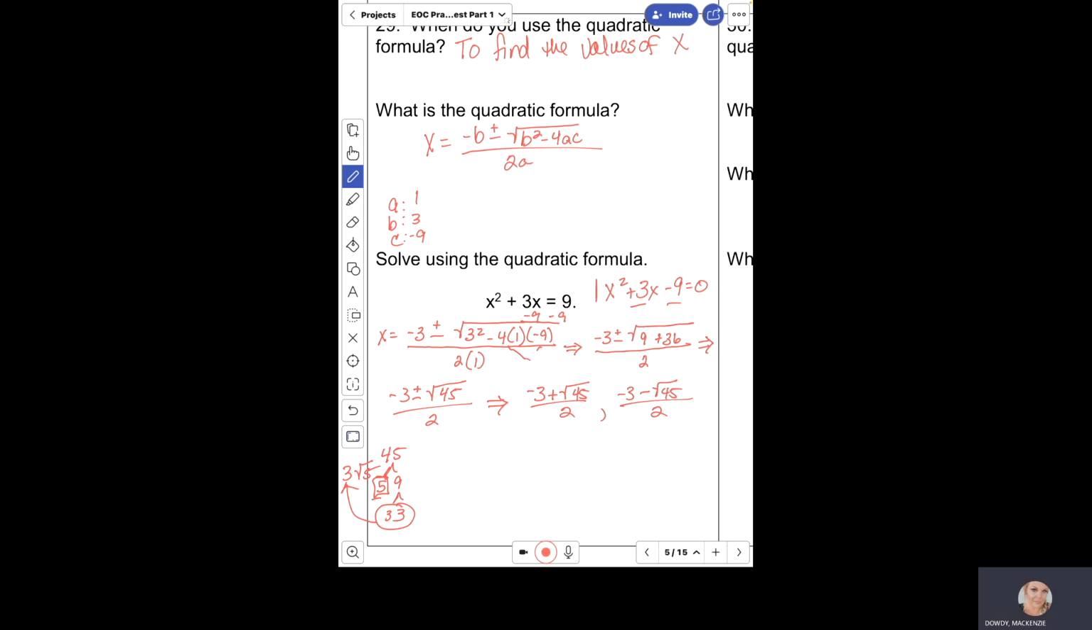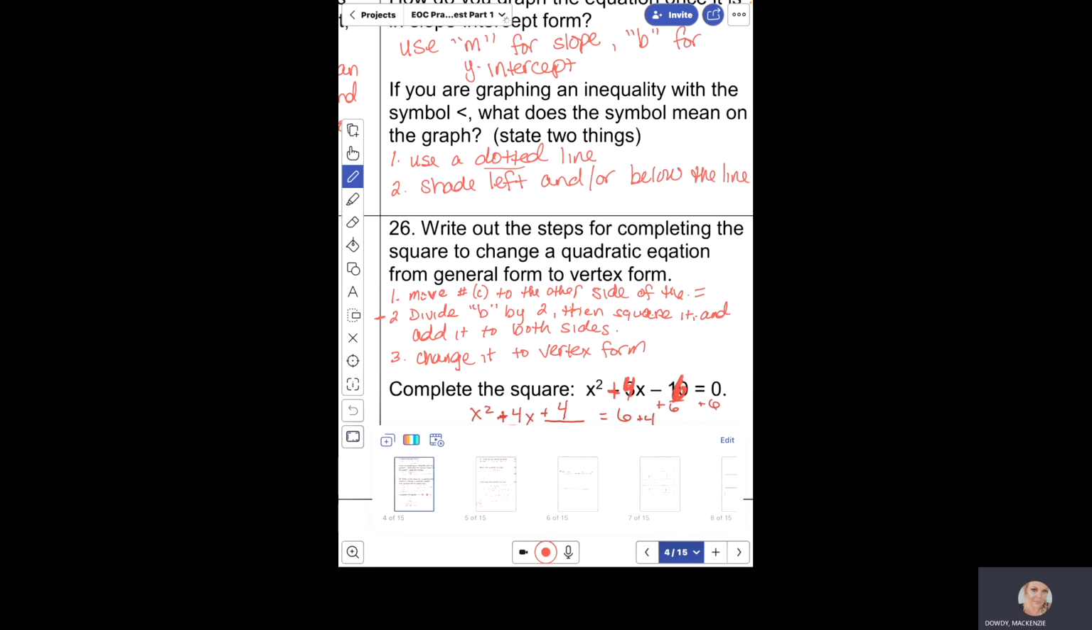So right here is going to turn into negative 3 plus 3 times the square root of 5 over 2, and negative 3 minus 3 times the square root of 5 over 2. Those are your x values. All right, y'all, we have one more for this packet. And then you guys have a whole other packet.